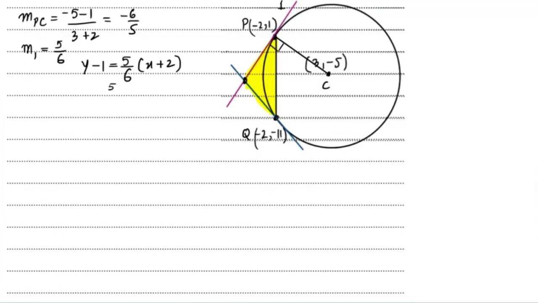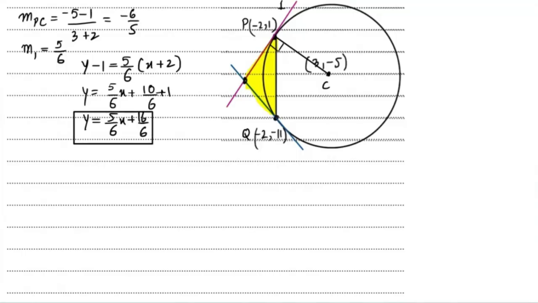5 over 6 x plus, this will be 10 over 6 plus 1. Okay, so y is going to be 5 over 6 x plus 16 over 6. So that's my first equation. Let's box this one.